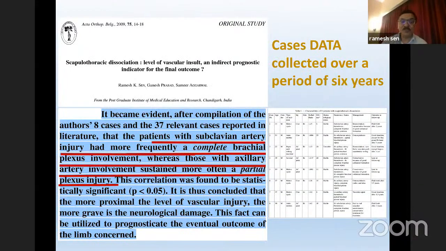And then scapulothoracic dissociation, not a very common thing. But we saw a collection of those cases coming to us. And we made a very important observation: those patients with subclavian artery injury more frequently had complete brachial plexus involvement, whereas those with axillary artery involvement more often sustained a partial plexus injury. Because at the time of injury, we hardly know about the neurological outcome. But this paper gave us that kind of an indication.